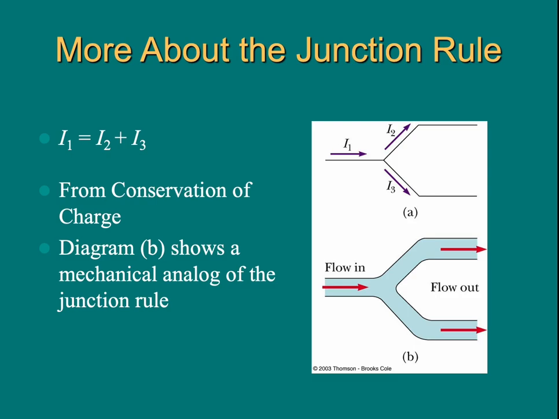If I have current that goes into this junction, let me call it I1, and at this junction it is split into I2 and I3, then because of charge conservation, the current that goes out from the junction, which is I2 plus I3, has to add up to I1.